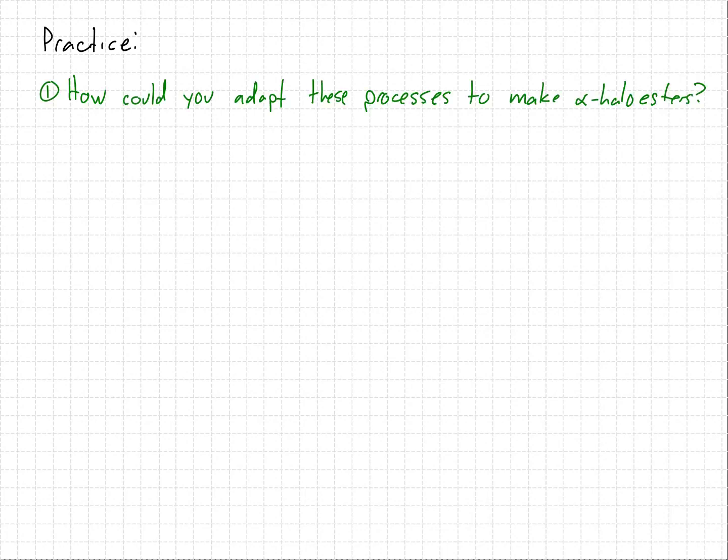Let's do a little practice with this. So, part 1, how could you adapt these processes to make alpha-halo esters? Try to come up with a reaction or a sequence of reactions that would give you an alpha-halo ester, then come back and we'll discuss some of the ways to do this.